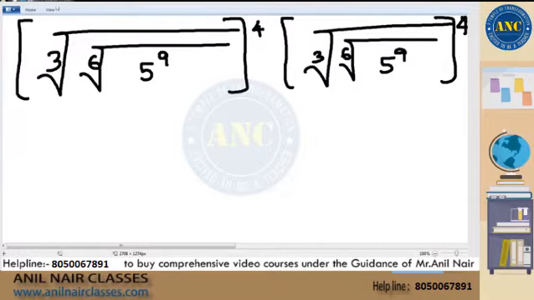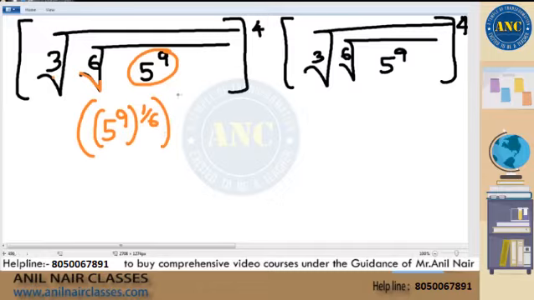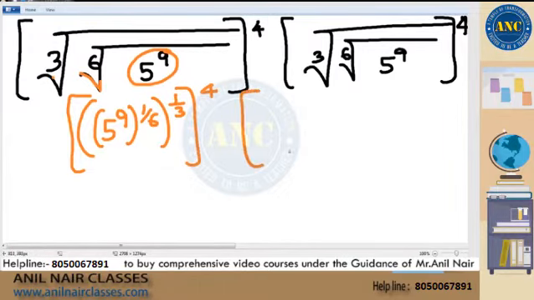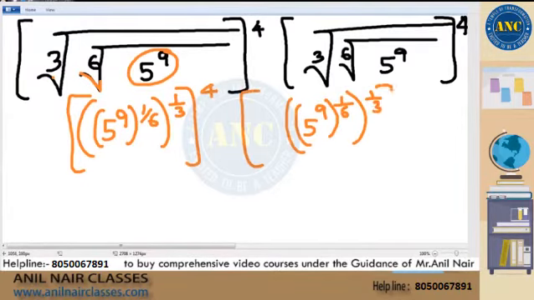Now, step by step we will do it, sir. 5 power 9 I will write as it is. 6th root is nothing but power 1 by 6. Cube root is nothing but power 1 by 3. Power 4 I will write as it is outside. The same term is written once again. 5 power 9 is written, 6th root is 1 by 6, cube root is 1 by 3, power 4 is written as it is.